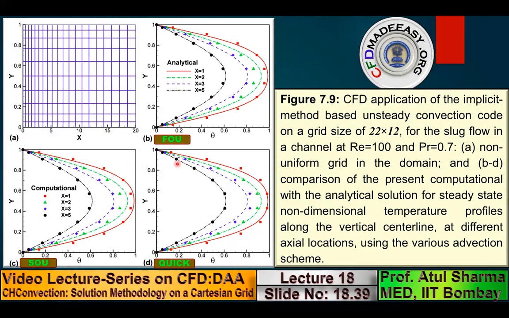So this is the solution obtained using the implicit method on a non-uniform grid for the test problem corresponding to slug flow in a plane channel, where the computational result is compared with the analytical solution, which is given in the textbook on convective heat transfer by Dharm Pal. Here the solid line represents the analytical solution and the symbols represent the computational solution obtained on three different convection schemes: first order upwind scheme, second order upwind scheme, and QUICK scheme. This solution has been obtained on a grid size of 22 by 12, and this result is at Reynolds number of 100 and Prandtl number of 0.7.